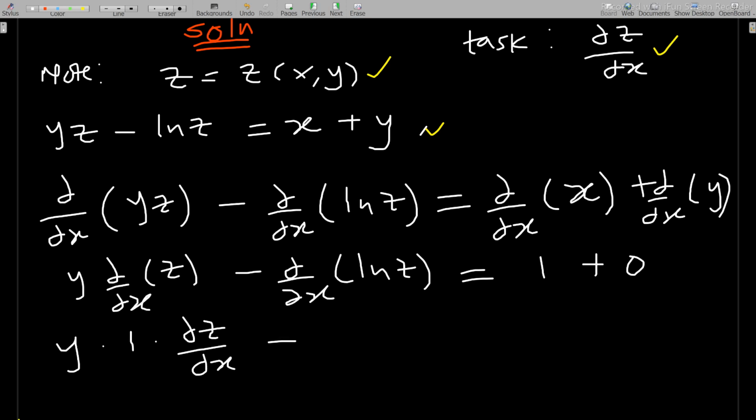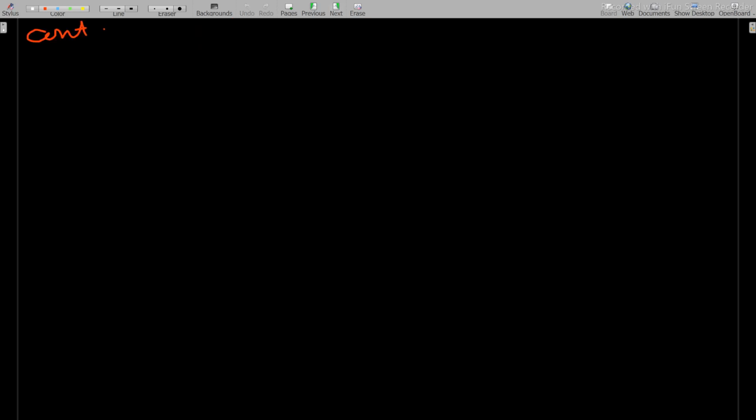So minus, we differentiate the ln of z, which gives me 1 over z. Then I differentiate the z inside the ln with respect to x, since z is a function of x, then equal to 1. I hope this is okay. So what we get here is y del z del x minus 1 over z del z del x should be equal to 1.